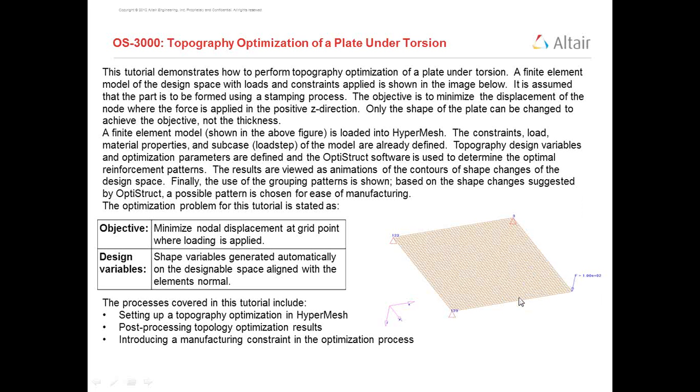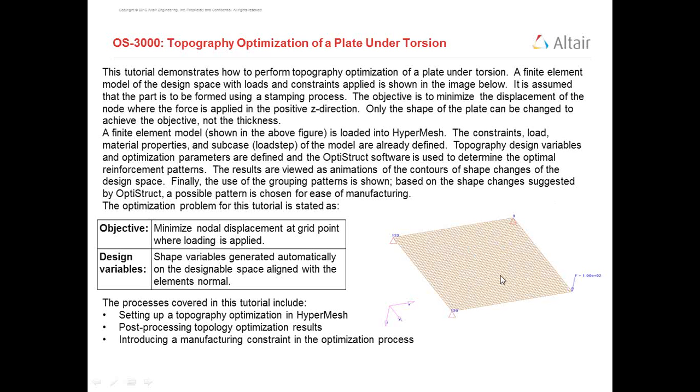So a finite element model, as shown in the below figure, is loaded into HyperMesh. The constraint, load, material properties and subcases, that is the load step of the model, are already defined. Topography design variables and optimization parameters are defined, and the OptiStruct software is used to determine the optimal reinforcement pattern. The results are viewed as animation of contours of the shape changes of the design space. Finally, the use of grouping pattern is shown based on the shape change suggested by OptiStruct. A possible pattern is chosen for ease of manufacturing.